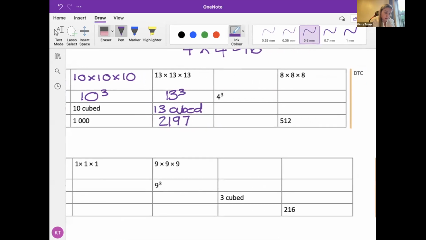So 4 to the power of 3 means 4 times 4 times 4. That means 4 cubed. And 4 cubed gives me 64. Okay. 8 times 8 times 8 is the same thing as 8 to the power of 3, which is 8. Oopsie. Cubed. Okay. All right.